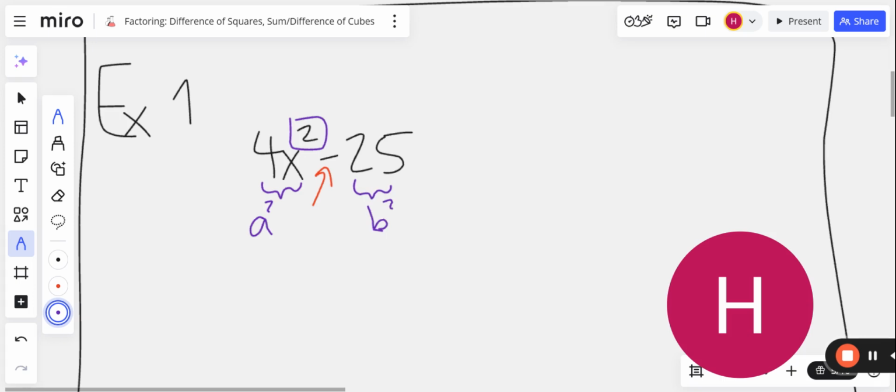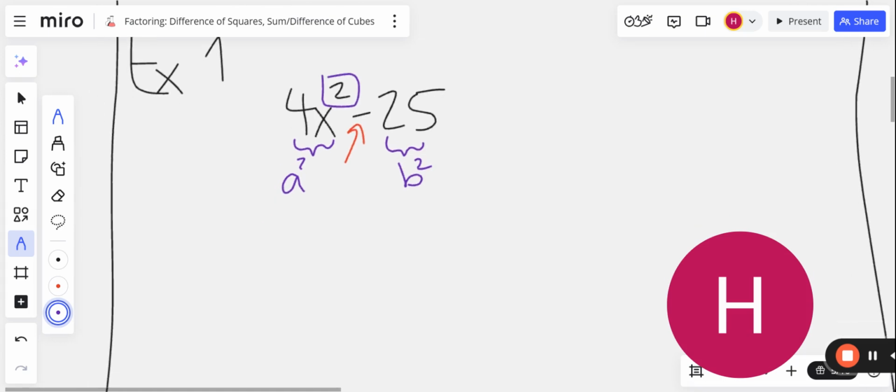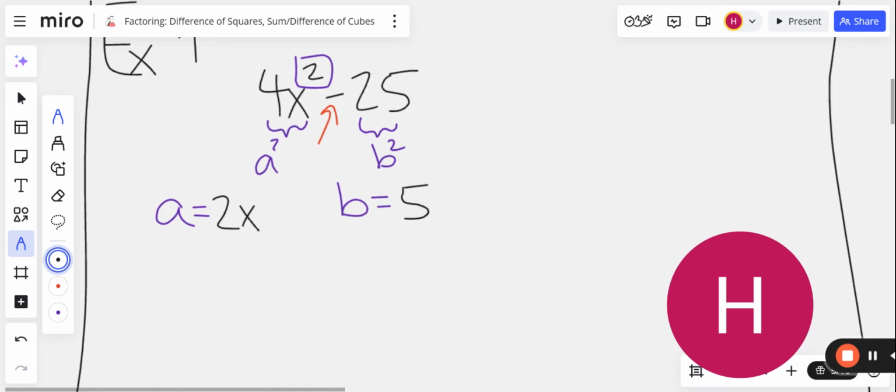So you have to ask yourself, what thing multiplies to itself in order to give us what's up here? What thing multiplies by itself to give us 4? That would be 2. Okay, but we're not done because it's not just 4, it's 4x squared. What multiplies itself to give you x squared? Well, that's just x, of course. So our a value is 2x, and our b value, what multiplies to itself to give 25? That would be 5. So we found our a and b.